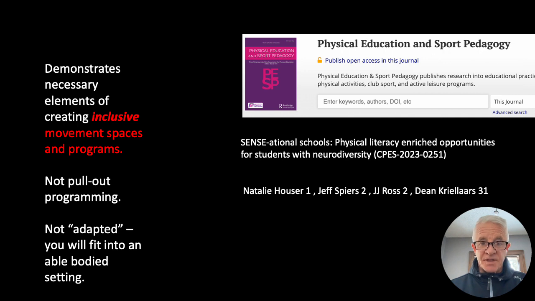I share with you another paper that's been accepted, and it's called Sensational Schools. And this is physical literacy enriched opportunities for students with neurodiversity. So children that are neurally diverse have different abilities to emotionally regulate, different abilities to perceive things. And so they might be hypersensitive to sound, etc. So what this study did was it used physical literacy and took a bunch of movement pedagogues, which were early childhood educators, physical education teachers, physical therapists, put them all together and taught them about physical literacy, and then used the physical literacy practices to create inclusive spaces for children that have neurodiversity.